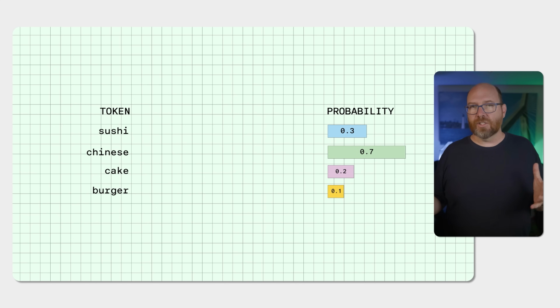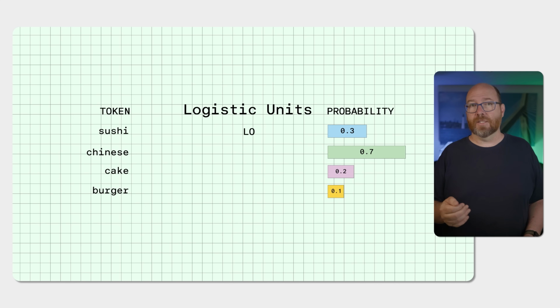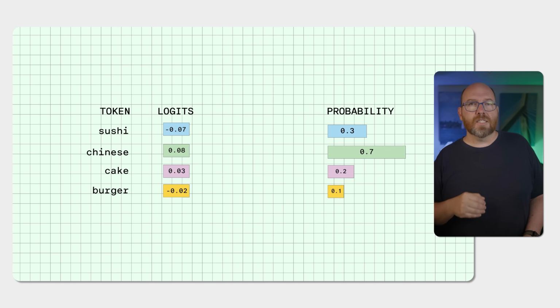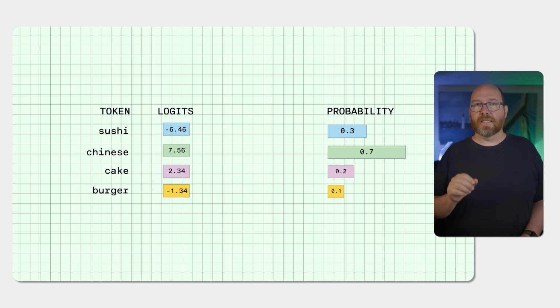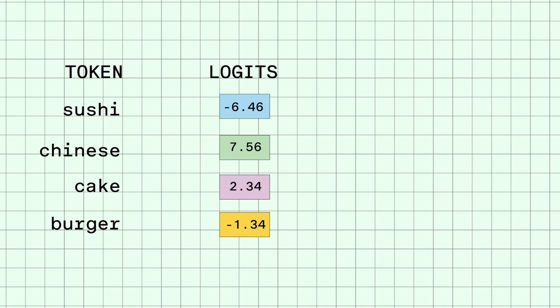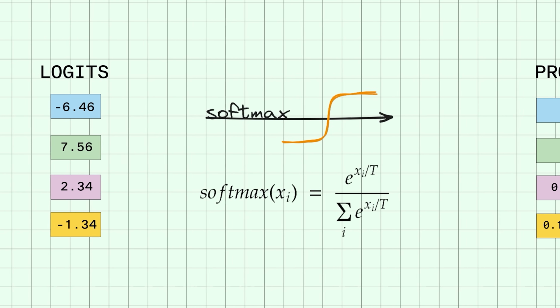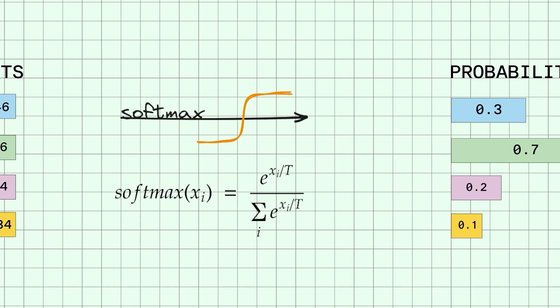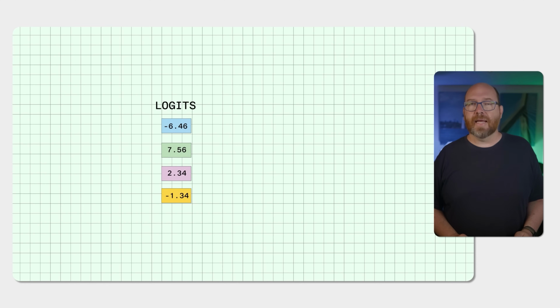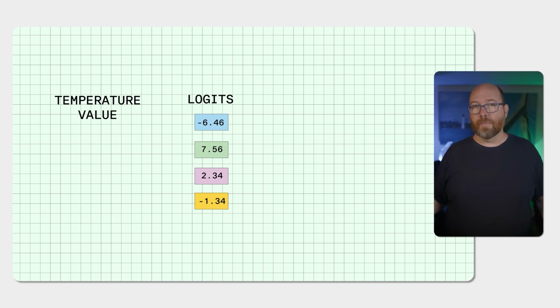But the model doesn't actually store probabilities. It actually works with what are called logistic units or logits. Logits are unscaled when they are first generated, but they tend to be, especially with llama.cpp, which Ollama uses, between -10 and 10. These logits are converted with a softmax function to a series of numbers between 0 and 1. And if you add up all the numbers, they add up to 1. So essentially, they become probabilities. Temperature helps scale the logits before they become probabilities.